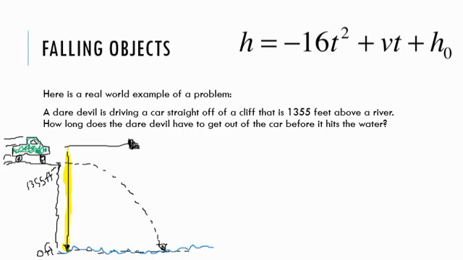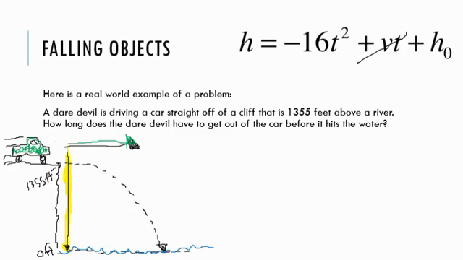So when he first comes off the cliff, yes, he is moving to the right, like I said, but is he moving up and down at all? And the answer to that is no. Right before he leaves the cliff, he's not moving up and he's not moving down. So he has no vertical velocity.